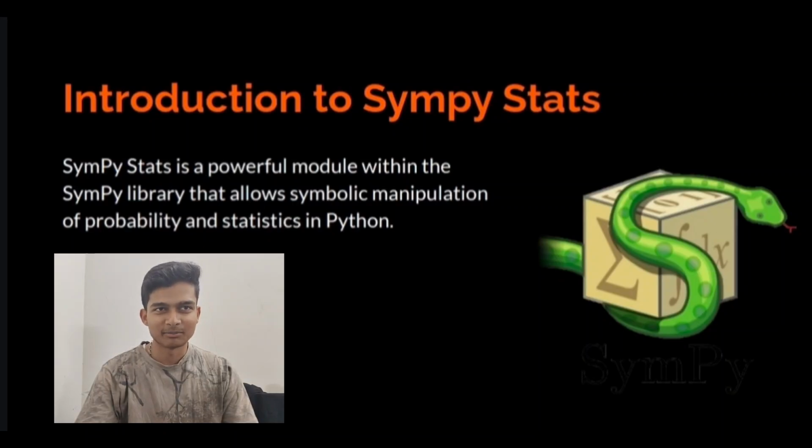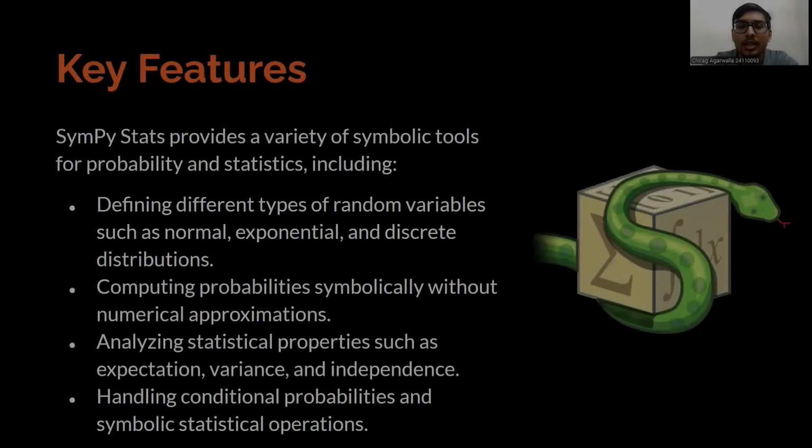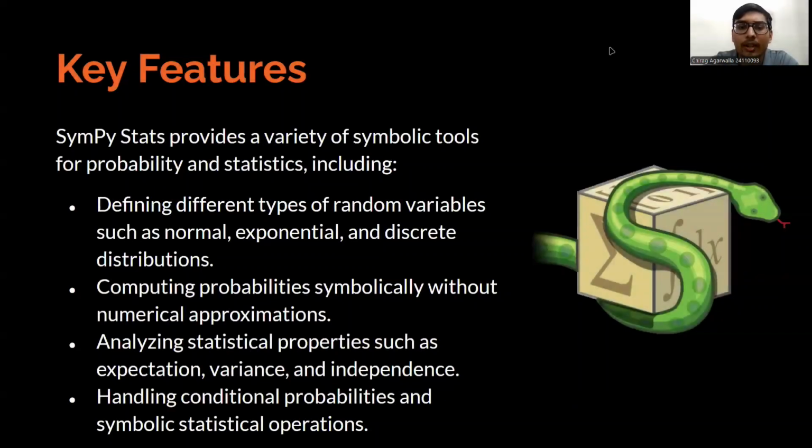some real-life examples. Key features of SymPy Stats include defining different types of random variables, computing probabilities symbolically, analyzing statistical properties like expectation and variance, and handling conditional probability. Let's explore these features through some live code.